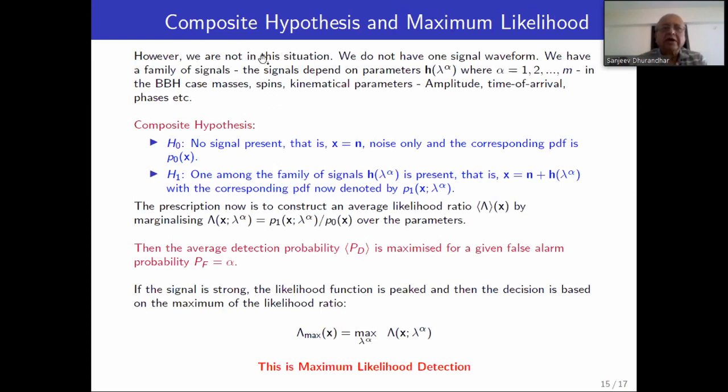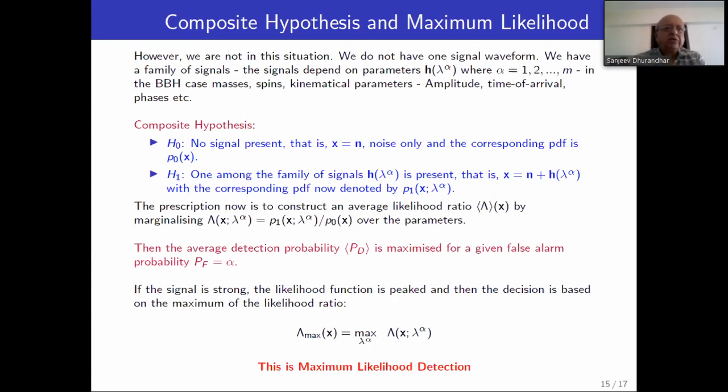We do not have one signal waveform. We have, in fact, a family of signals. The signals depend on the parameters, say lambda^alpha. So h is a function of lambda^alpha, as a vector, where alpha is 1, 2, 3, 4, up to M. So there are M parameters. In the BBH, black hole binary case, there are masses, spins. I have not used spins here, but there could be spins, masses, and kinematical parameters like amplitude, time of arrival, phases, etc. These are all parameters which enter into the signal.